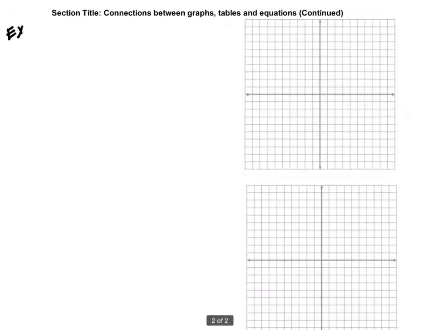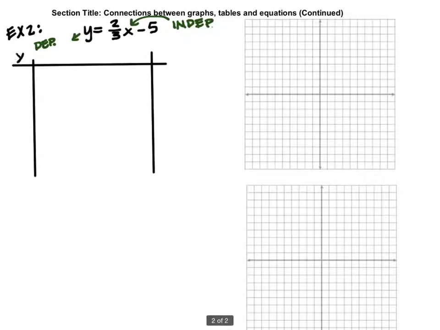So for example number 2, we're going to use the function y is equal to 2/3 x minus 5. Now we've got this dependent variable of y and an independent variable of x. So we are going to create this xy chart. It's a 3-column table placing 2/3 x minus 5, which is our machine and tells us what operations to use, in the center. So from here, we're going to organize and use particular data points.